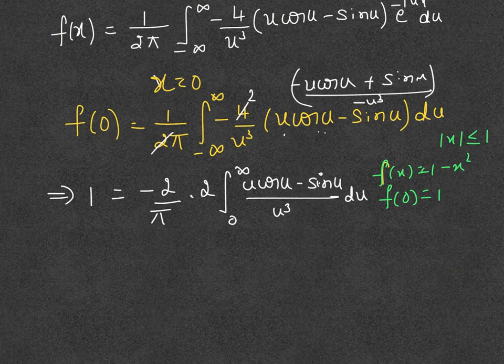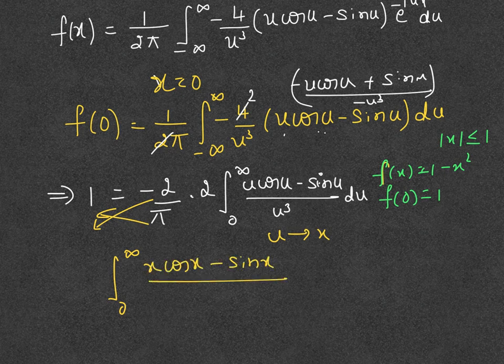Then we just cross multiply, and we replace u as x, we get that integral 0 to infinity x cos x minus sin x divided by x cube dx as minus pi by 4. This is our required result.